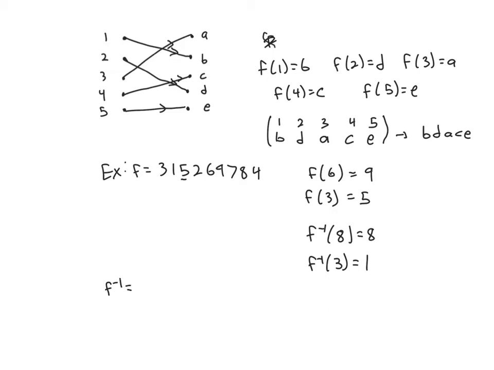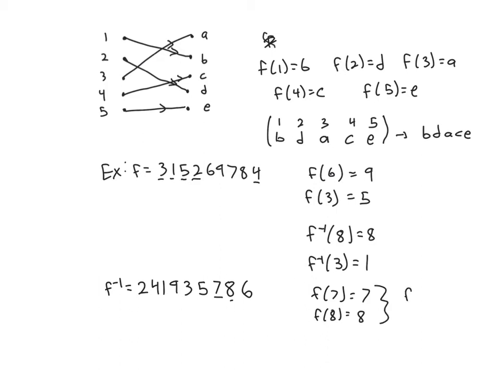Where does the 1 appear? The 1 appears in the second position. The 2 appears in the fourth position. The 3 appears in the first position. The 4 appears in the last position. The 5 appears in the third position. The 6 appears in the 5th position. The 7 appears in the 7th position. The 8 appears in the 8th position. And the 9 appears in the 6th position. 7 and 8 are both kind of interesting because f of 7 is 7 and f of 8 is 8. These are what you would call fixed points.